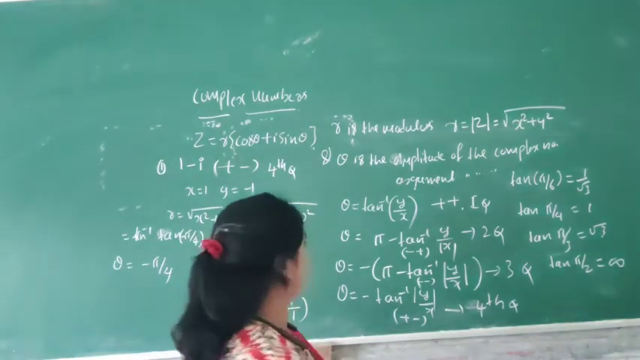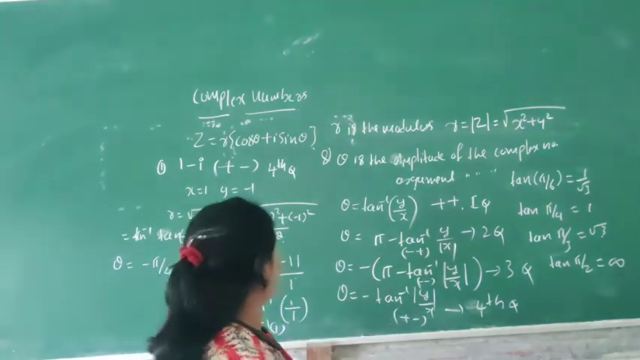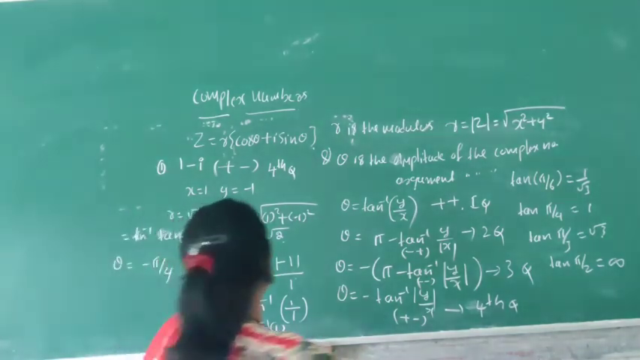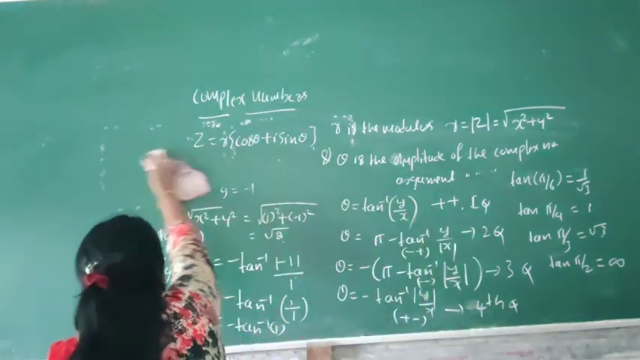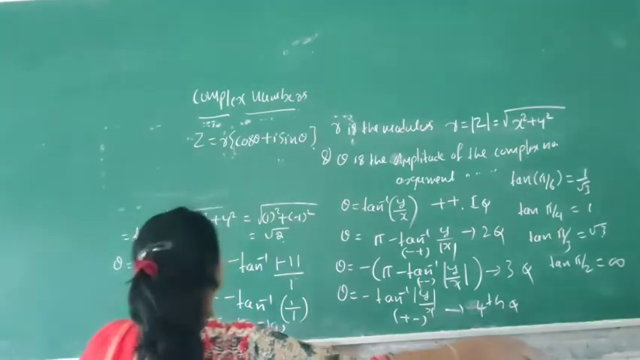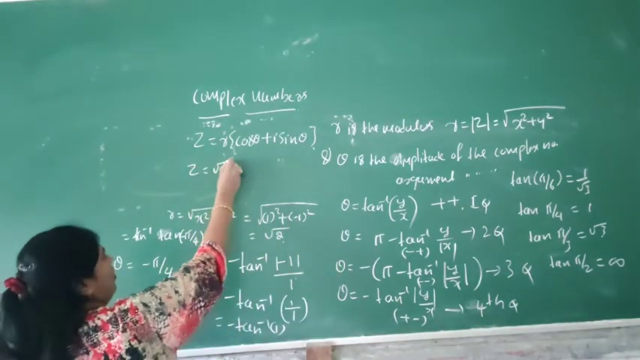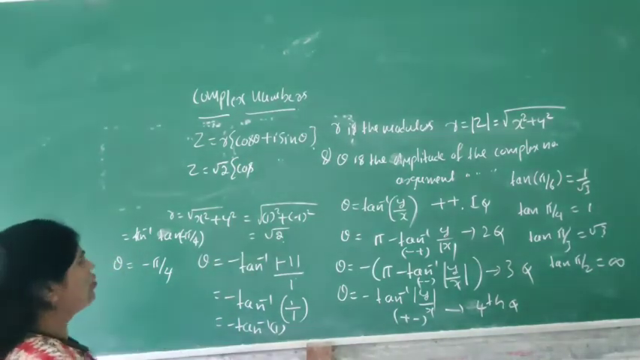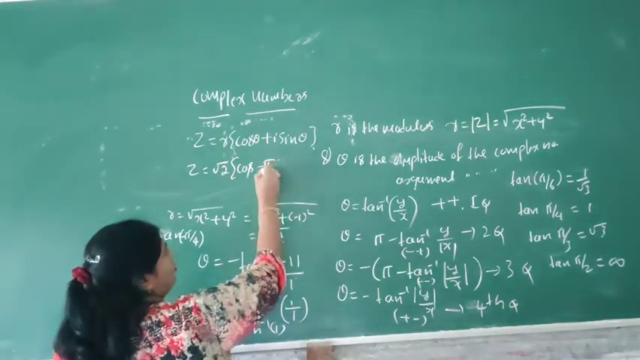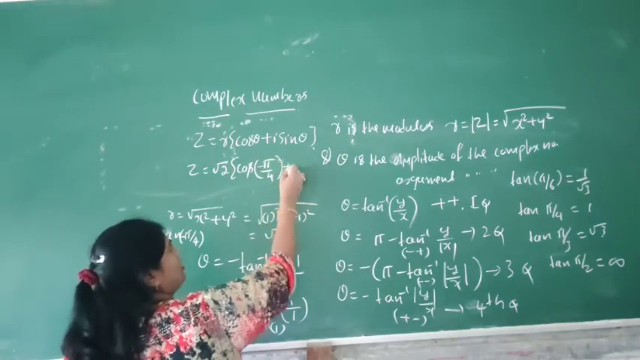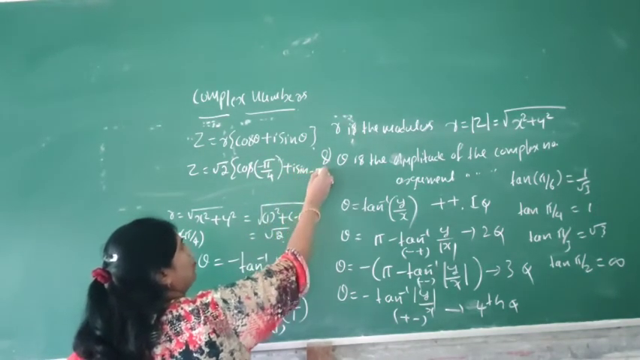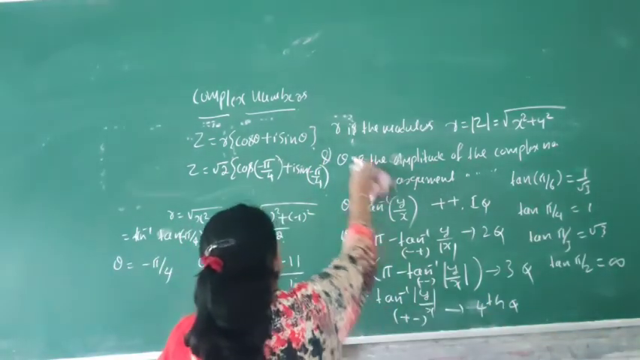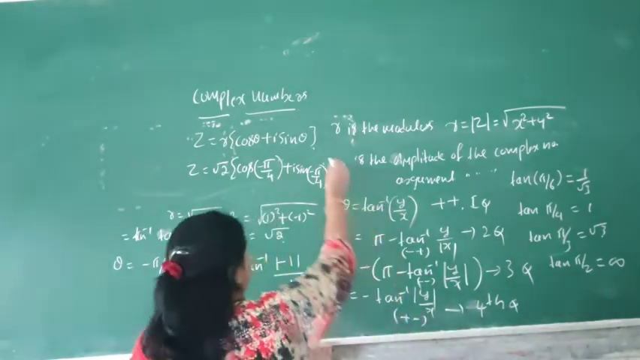So r is equal to the square root of 2 and theta is equal to what? Theta is equal to minus pi by 4. We have to substitute this value in here. So z is equal to, what is the r value? Root 2 of cos theta, theta is minus pi by 4, plus i sin minus pi by 4.